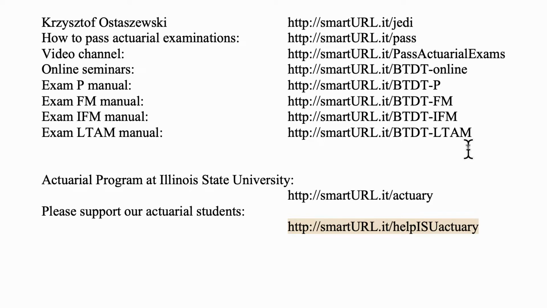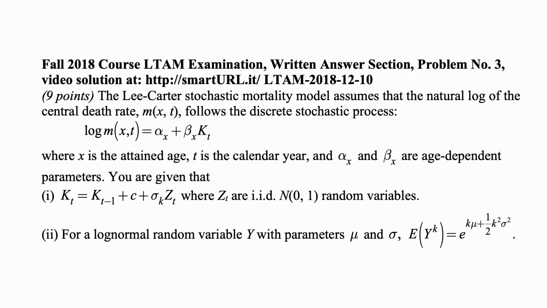This is problem number 3 from the last exam LTAM from October 2018. The Lee-Carter stochastic mortality model assumes that the natural logarithm of the central death rate m of x,t follows a discrete stochastic process. I usually write ln for natural logarithm; the problem itself on the exam wrote it as log. So log of m of x,t is alpha x plus beta x times k t, where x is the attained age, t is the calendar year, and alpha x and beta x are age-dependent parameters.